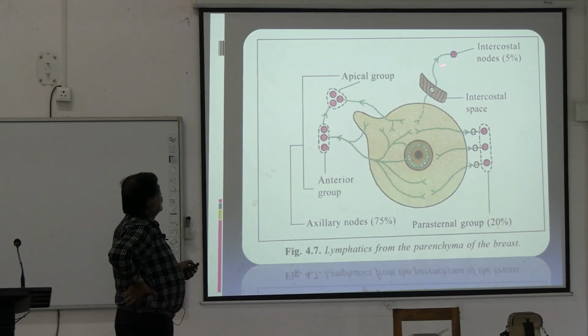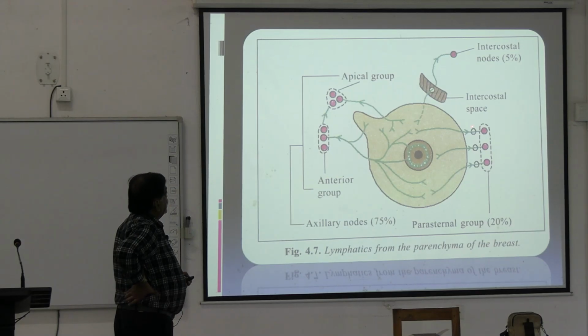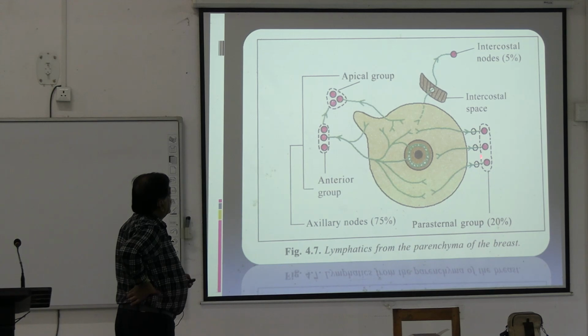Now, intercostal nodes 5%, this is the intercostal space. Now, the parasternal group is 20%. See the areola.